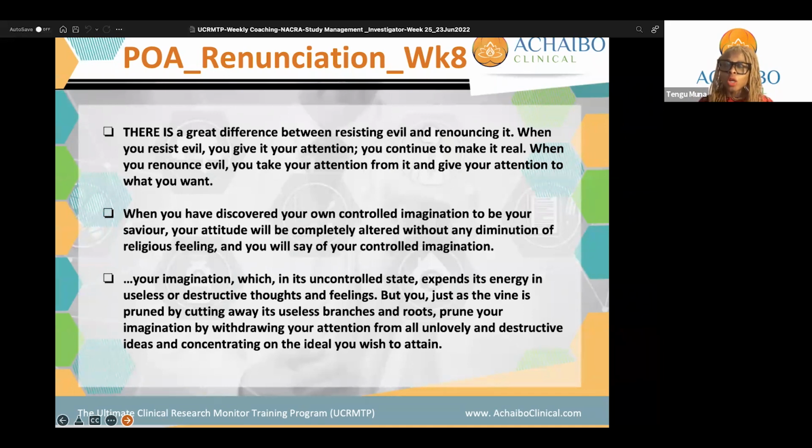And so to do the work to transcend this programming that we've immersed ourselves in on this planet, it takes a lot of work. I most certainly keep doing it, disciplining myself to focus on what I really want versus condemning the things that are going on and causing them to expand and keep perpetuating themselves in my life. So, just as the vine is pruned by cutting away its useless branches and roots, prune your imagination by withdrawing your attention from all unlovely and destructive ideas and concentrating on the ideal you wish to attain, right?